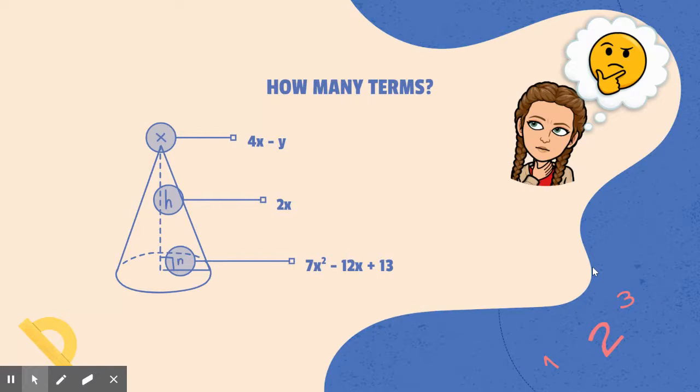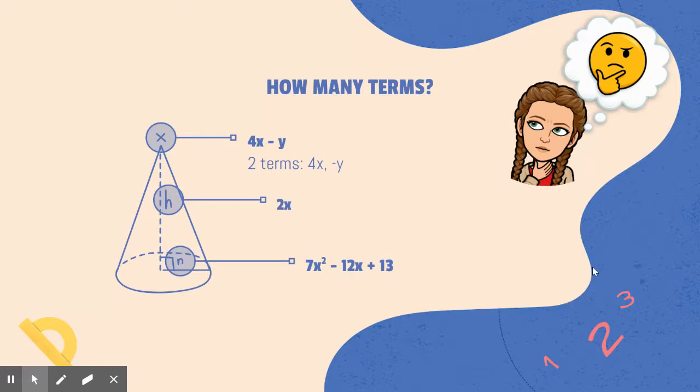So as a quick review, in the first expression, 4x minus y, how many terms are there? Well, there are two things and they're being subtracted together, so we have two terms, 4x and negative y. As a review, your variables are x and y. You do not have a constant, and your coefficient for x is 4, and technically your coefficient for y is negative 1. Whenever you have a variable without a coefficient, it's understood that the coefficient is 1. We just don't write it.